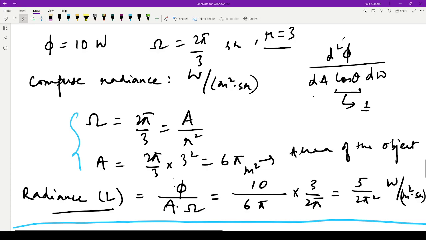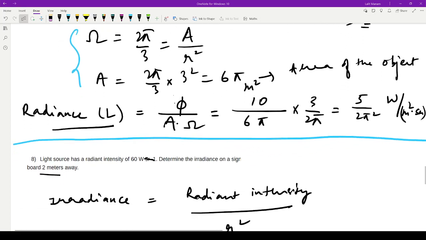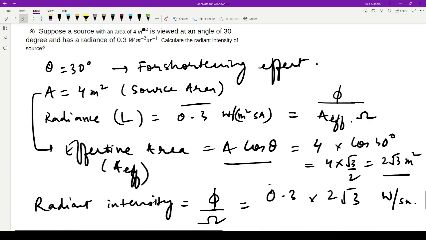Given this, we have this specific formula: given an overall radiant power phi and overall area A with the solid angle subtended omega, you have phi by A into omega. For our specific case, since it is viewed at an angle of 30 degrees, we have the foreshortening effect, so we have to use the effective area. The effective area is then calculated as A cos theta, which turns out to be this.